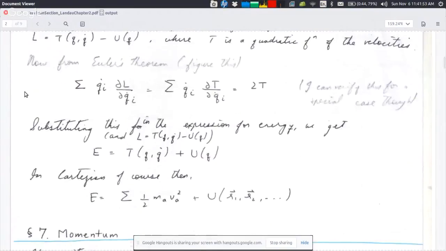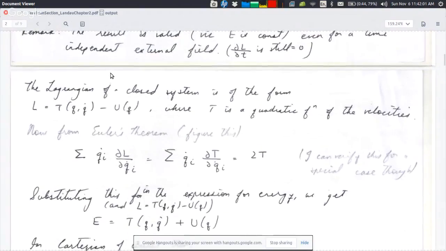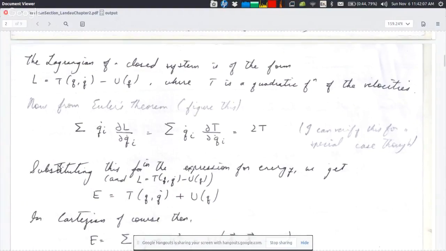Okay. Now the Lagrangian of a closed system can be written in this form, T minus U, where T is the quadratic function of the velocities, which we discussed last time. So it's basically half mv square, and instead of the coordinates x, you're using the generalized coordinates q.